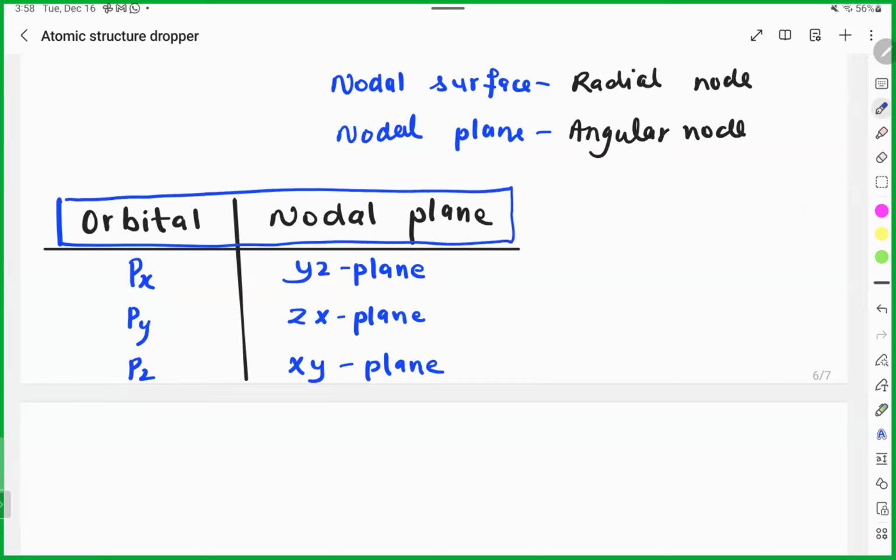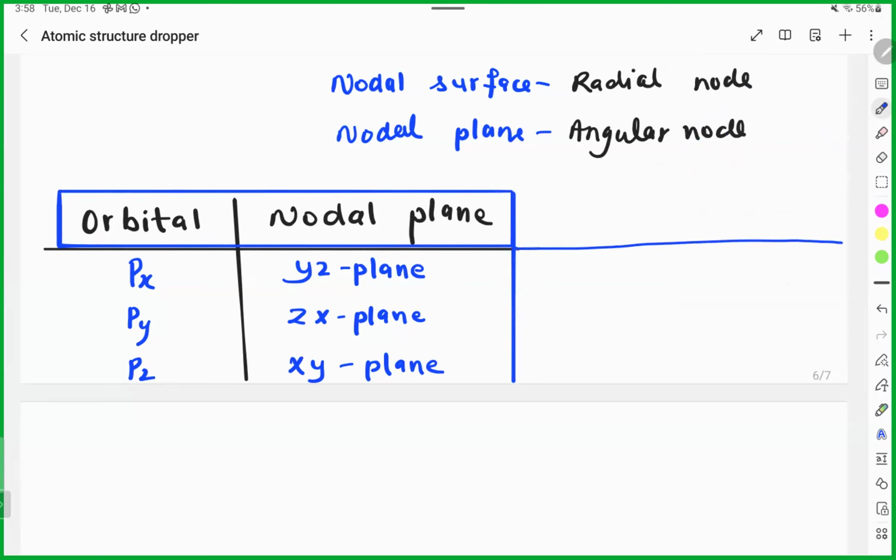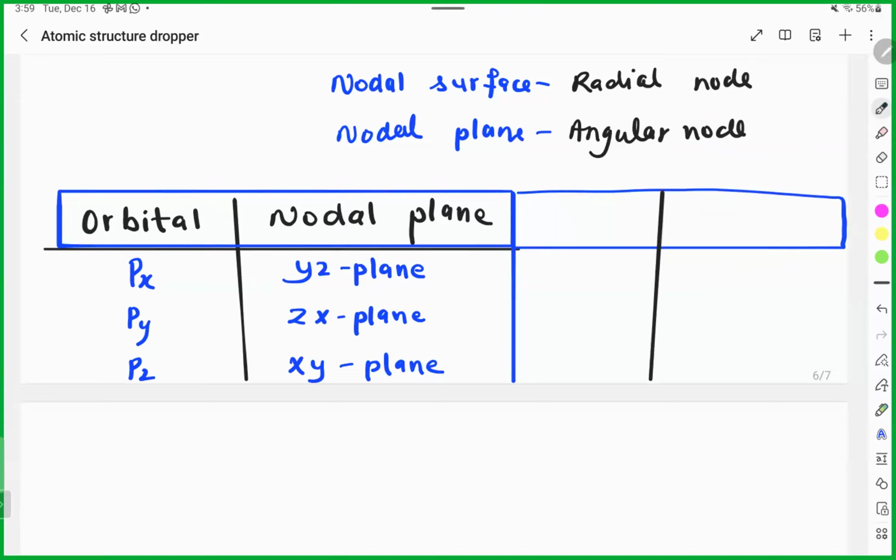So what is a nodal plane? Angular node where electrons are not present. Understood? Where electrons are not present. Right? There are different types of nodes. Don't worry, I'll summarize in the end because you are feeling like, oh sir, this is really difficult. No, they ask direct questions only, based directly on the formula, nothing else.